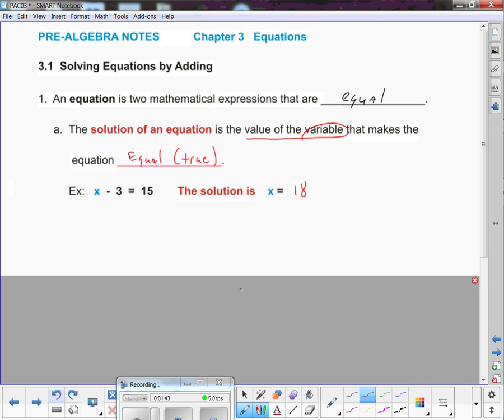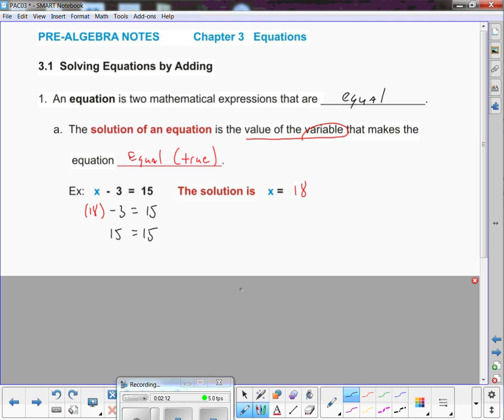Now, I just want to show you why 18 is the solution. So if you remember, we've been doing substitution. So where the variable is, we're going to put in the 18. So that goes in where the x is. I still have the minus 3, the equal sign, and the 15. Now I'm going to simplify the left-hand side of the equation. 18 minus 3 is 15. And look where we end up. 15 equals 15. You see how the solution made the equation equal, how it made the equation true.